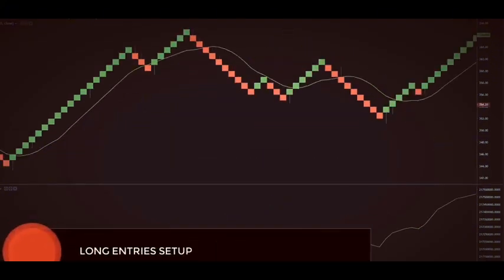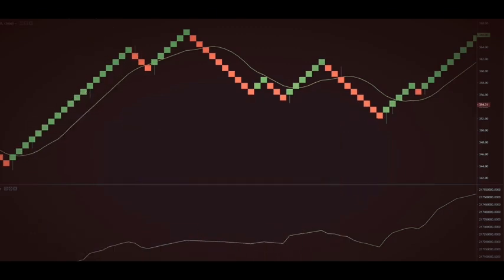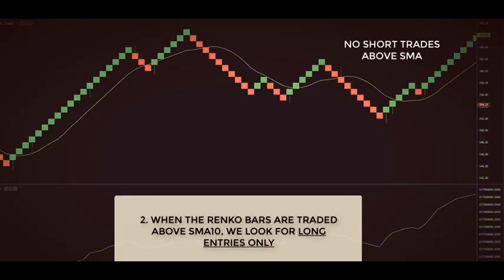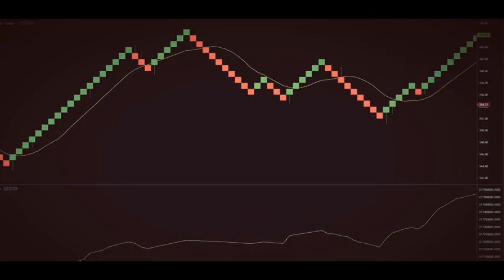Here is the setup for a long signal. A new green Renko bar forms above the 10 simple moving average. We only take trades in the direction of the simple moving average. When the Renko bars are traded above the SMA, we look for long entries only. We filter the signal with the on-balance volume.